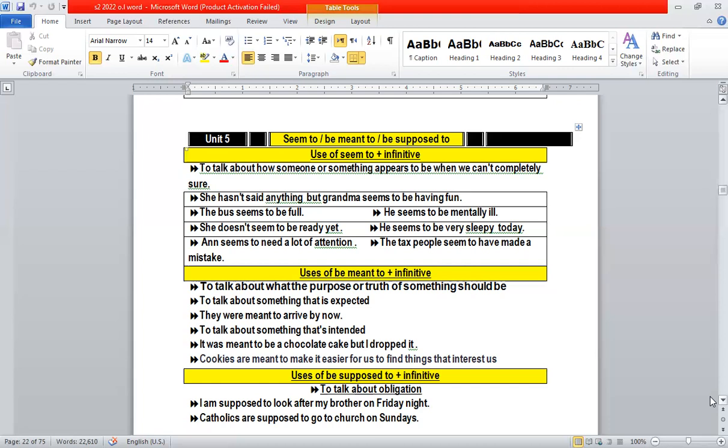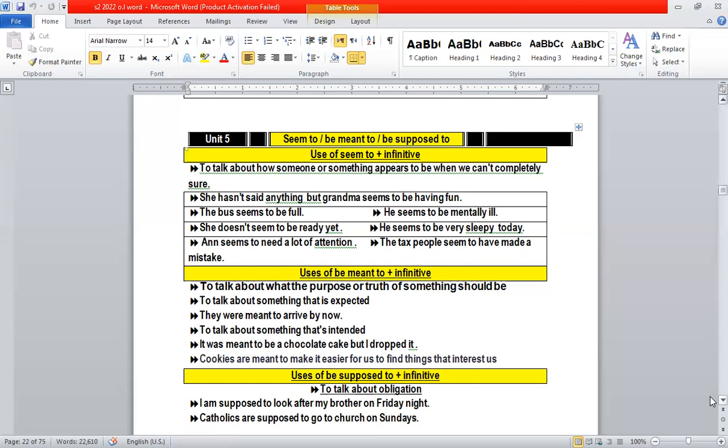The bus seems to be full. He seems to be mentally ill. So here, the bus seems to be full. I can't see it well. I'm not sure if it's full or not, but I think it's full. He seems to be mentally ill. When you meet a strange person who does strange things, you say that he seems to be mentally ill. I'm not sure, but he seems to be.